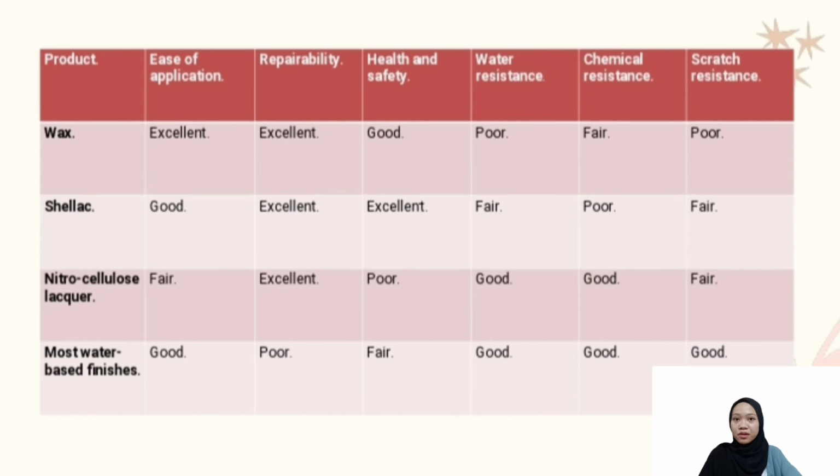There are 5 examples of products in evaporative finishes. The first product is wax. In terms of ease of application, the finish is excellent. For repairability, the finish is excellent. For health and safety, the finish is good. For water resistance, the finish is poor. For chemical resistance, the finish is fair. For scratch resistance, the finish is poor.